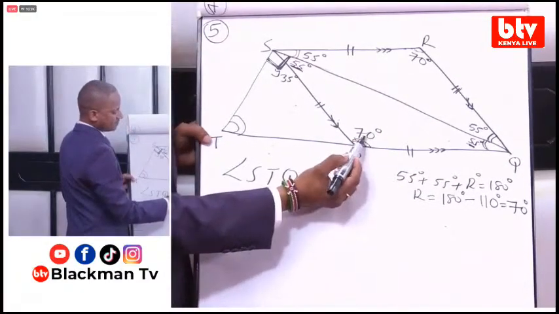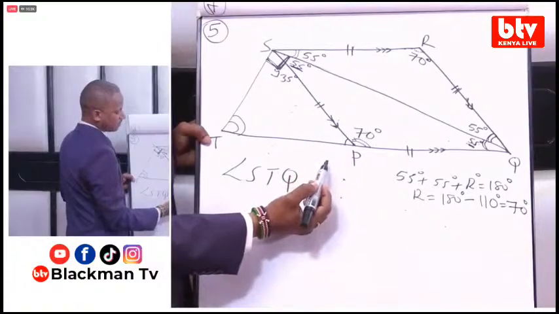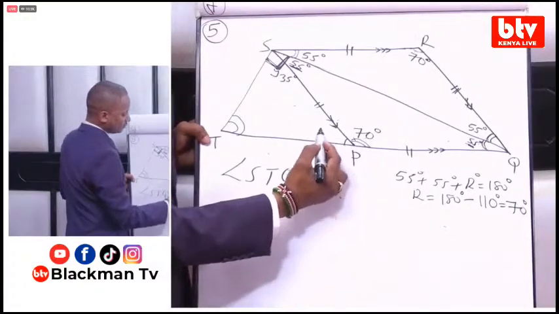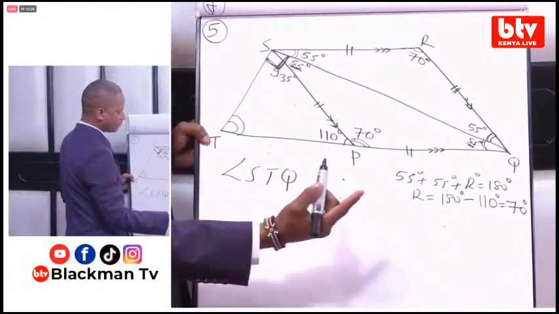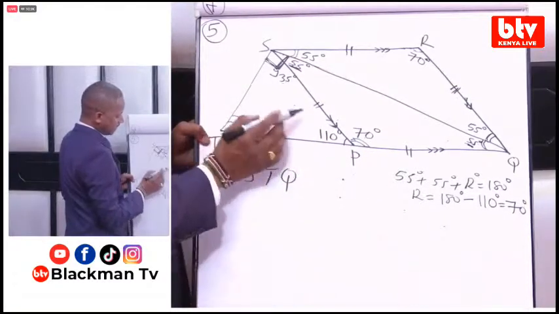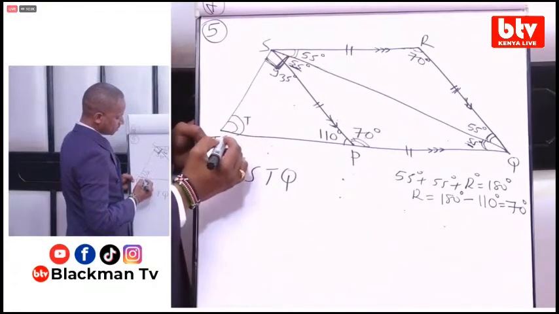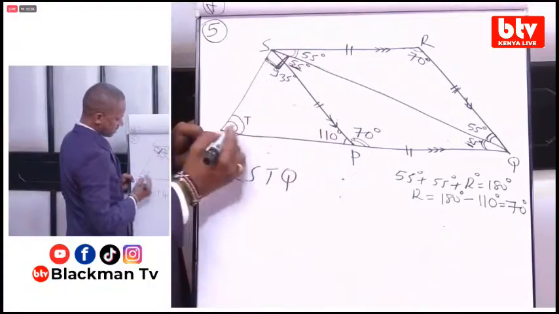And if this is 70, what is this angle? It is 180 minus 70, which is 110 degrees. Angles in a straight line add up to 180 degrees. Now, this is the angle that we want, angle T. Then we have a triangle here.